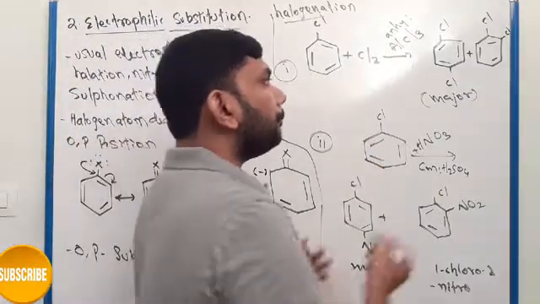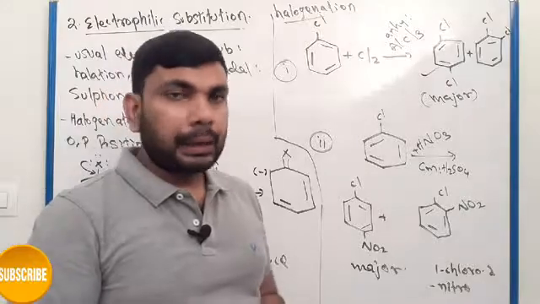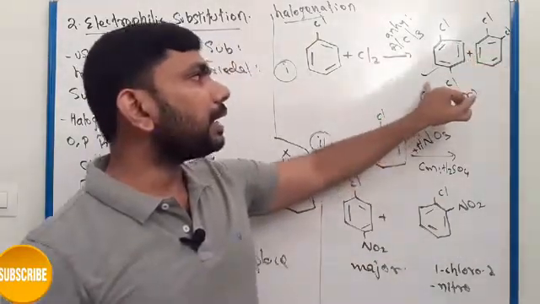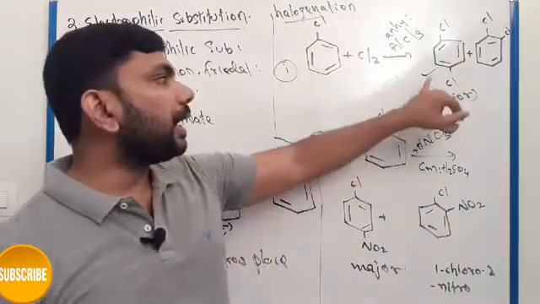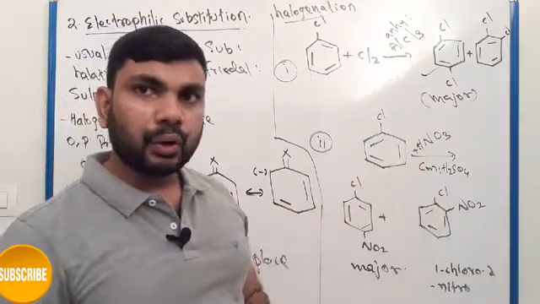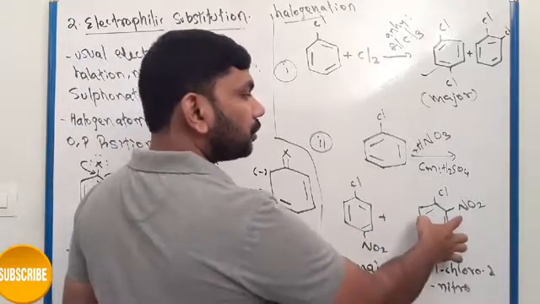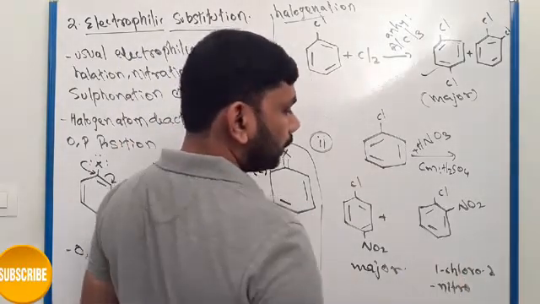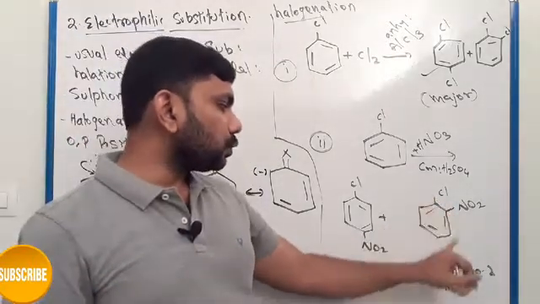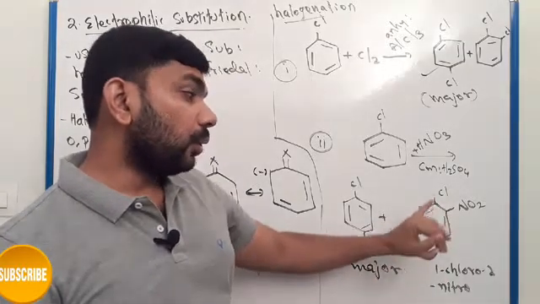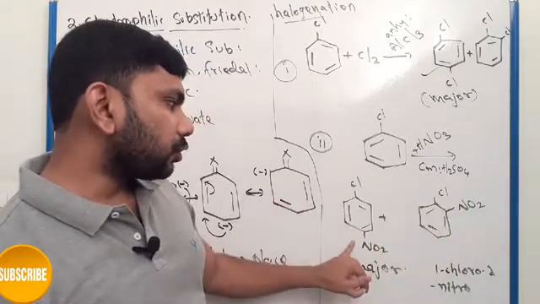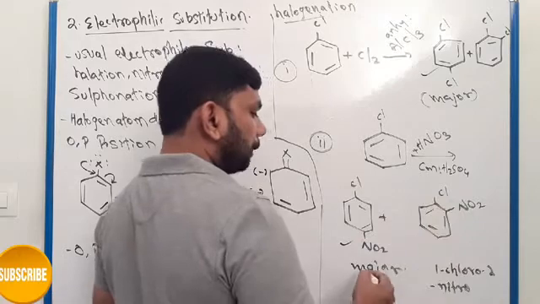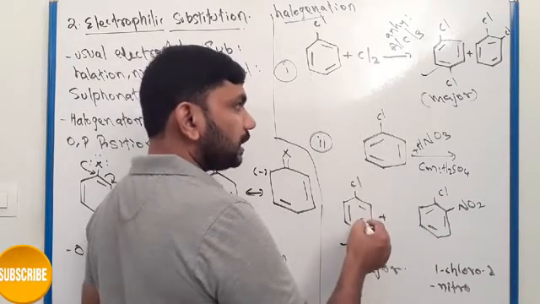But here the para position will always be more stable. A mixture of products will be formed, ortho-chlorobenzene and para-chlorobenzene, but the major product will be para-chlorobenzene. Similarly with nitration, we get ortho-nitrochlorobenzene. When you are numbering this one, it is 1-chloro-2-nitrobenzene, or you can say ortho-nitrochlorobenzene, and para-nitrochlorobenzene. So this type of product forms. Here also, the major product will be the para product. Para-nitrochlorobenzene will be the major product.